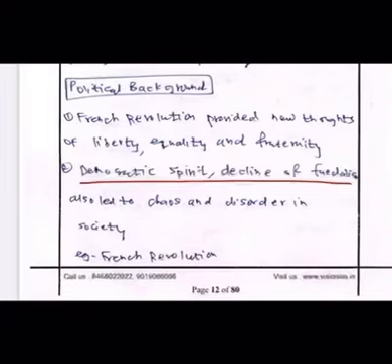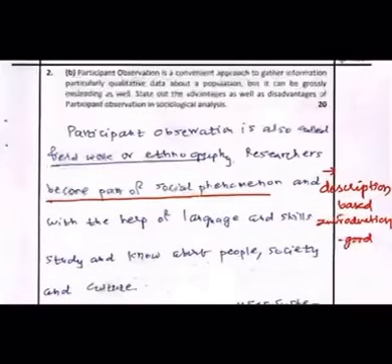Here, political background, and then I have marked it, like I have made a box here, and then I have added points 1, 2, 3, etc. And even in the second point, if you see, the democratic spirit, decline of feudalism also led to chaos and disorder in society. I have tried to give an example, the French Revolution. So you can also give an example.